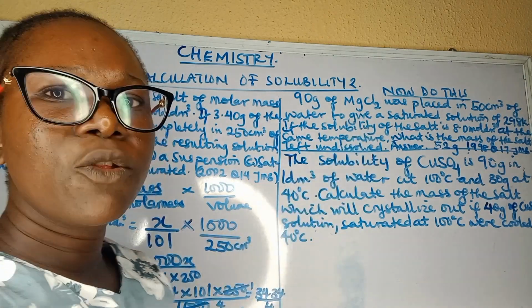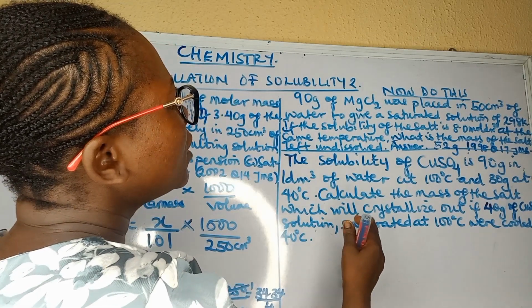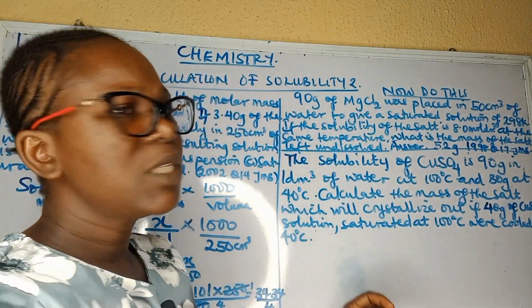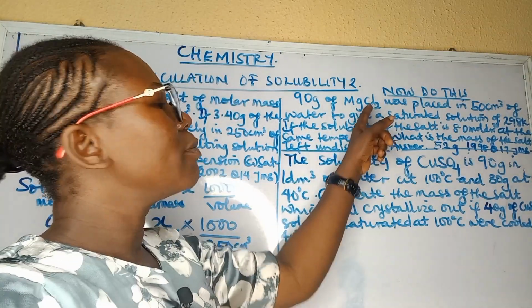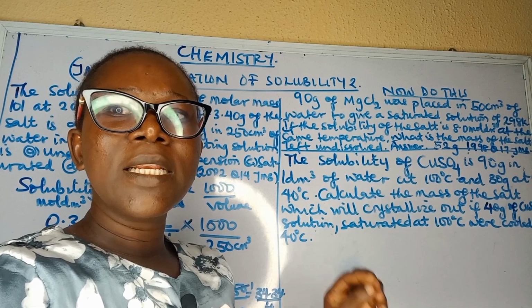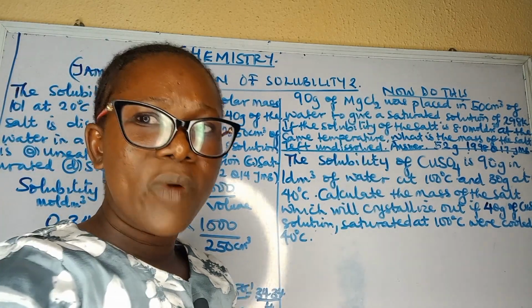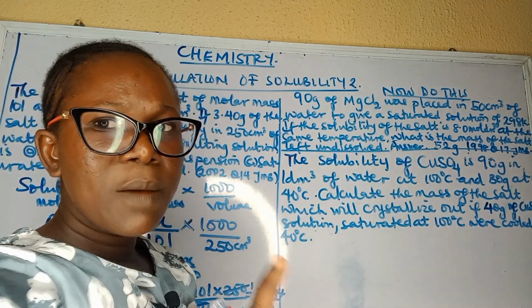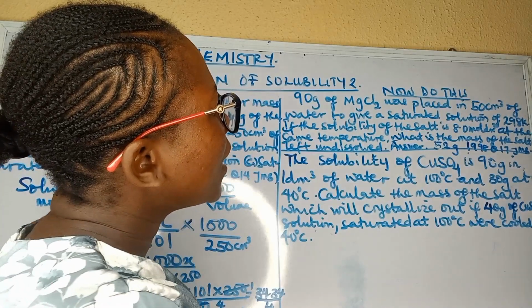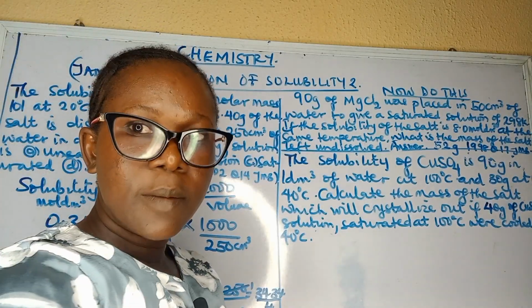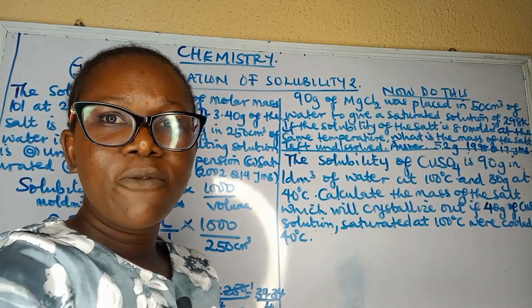You can use this method to solve this question: 90 gram of magnesium chloride was placed in 50 cm cube of water. So 50 cm cube is the volume of the water, while 90 gram is the mass of the salt. The salt is magnesium chloride. In this case, the name may be written in full and the formula will not be given. You need to learn how to write the formula correctly and then work out the molar mass. So to give a saturated solution at 298 Kelvin, that's a particular temperature, though in this calculation we don't need temperature.